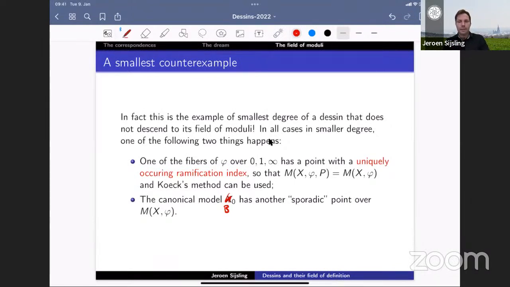However, it is a phenomenon whose first occurrence is in degree 16. So that is a bit of a relief, perhaps. On the other hand, it will be very interesting to study issues of descent and the like, also for the sense in detail. It will be a very nice source of examples.